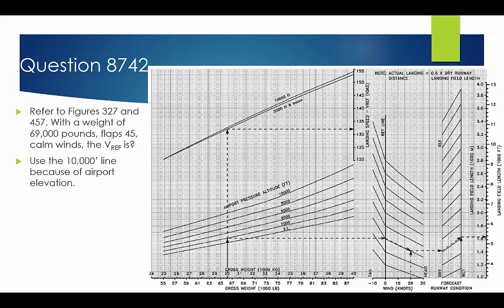Much more likely that it would just be given to the pilots for that day, or even given by the airplane's computers. So looking at this chart, we have a weight of 69,000 pounds and flaps 45. We have to use the 10,000 foot line because of airport elevation. So we have a 5,000 feet and below line, and then another line for 10,000 feet. Our airport elevation was pretty high.